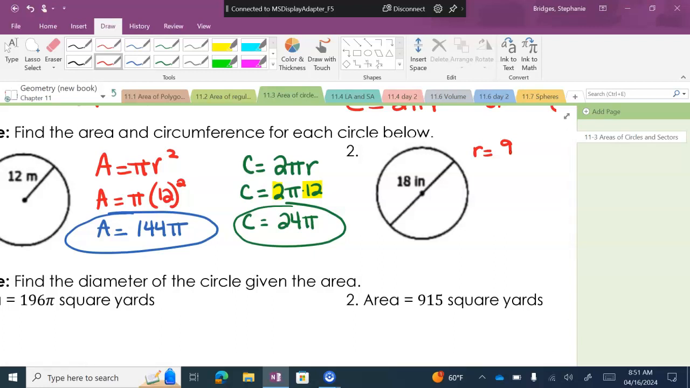Find the area. Plug it into your area formula, pi r squared. We're going to leave it in exact form.